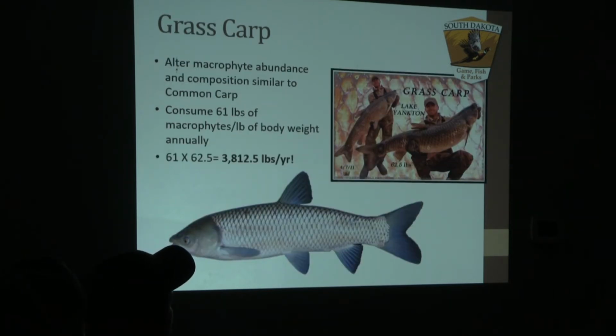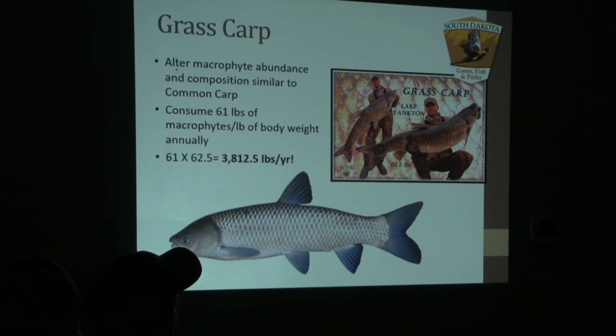All right, another carp species that we have in the state that is invasive would be grass carp, and they are also an aquatic macrophyte consumer. They can consume up to 61 pounds of macrophytes per pound of body weight annually. So we try to give this illustration just for some jaw-dropping effect. But this fish here that Nate Lecker, one of our resource biologists in the Sioux Falls office, is holding is 62.5 pounds. So technically that fish could consume almost 2 tons of aquatic macrophytes in a given year.